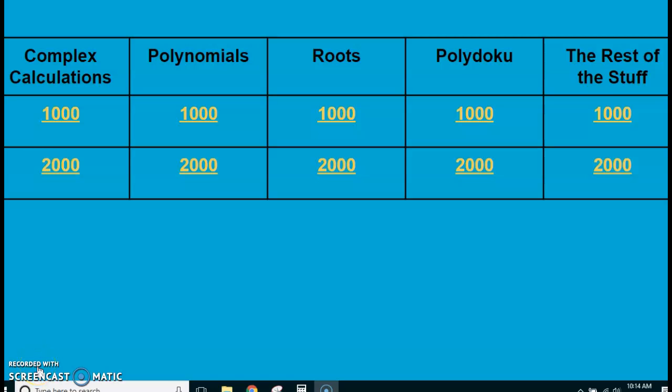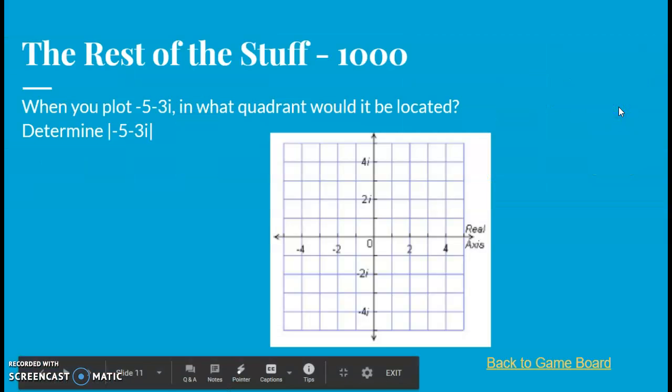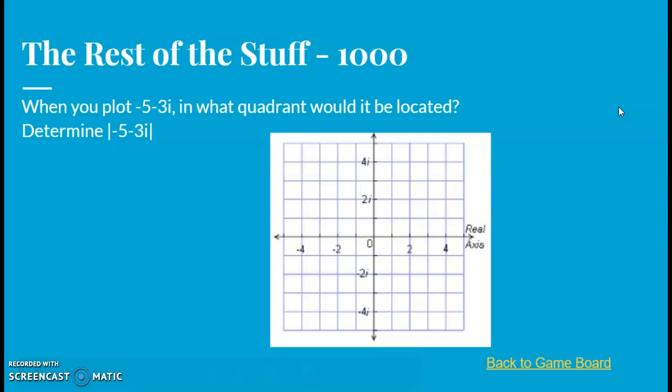It's Will's turn. He's going to do rest of the stuff for 1,000. We're supposed to plot -5 minus 3i and figure out what quadrant it would be located in, and then also determine the absolute value of it.